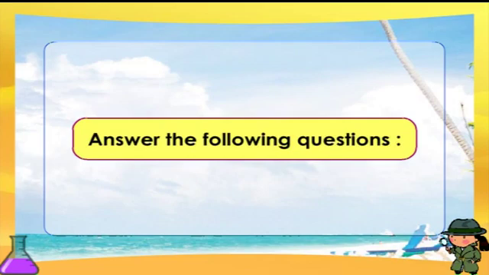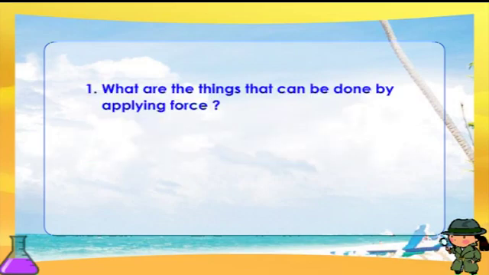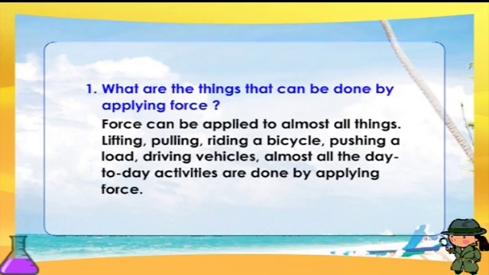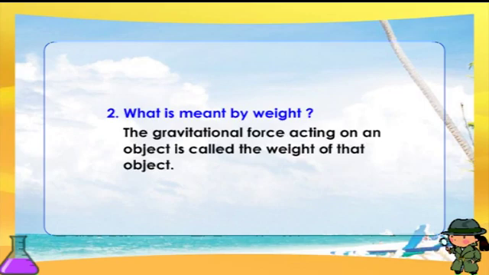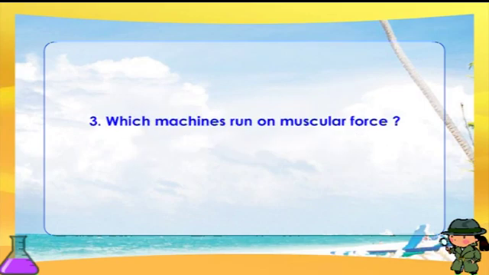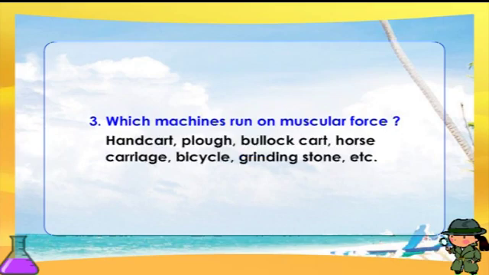Answer the following questions. What are the things that can be done by applying force? Force can be applied to almost all things. Lifting, pulling, riding a bicycle, pushing a load, driving vehicles. Almost all day-to-day activities are done by applying force. What is meant by weight? The gravitational force acting on an object is called the weight of the object. Which machines run on muscular force? Handcart, plough, bullock cart, horse carriage, bicycle, grinding stone.